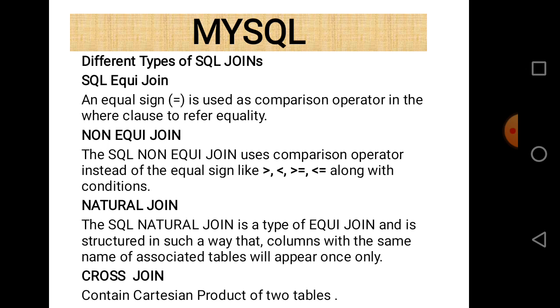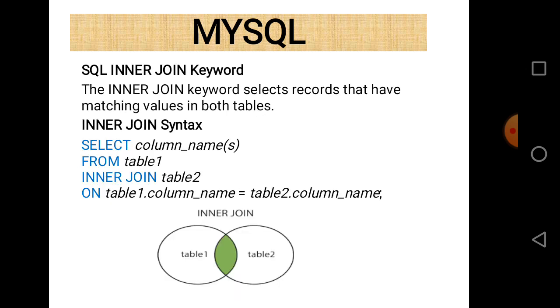When I discussed degree and cardinality in our previous classes, we gave a brief introduction of cross join or Cartesian product of two tables. So let us consider them one by one in detail. First one is inner join.